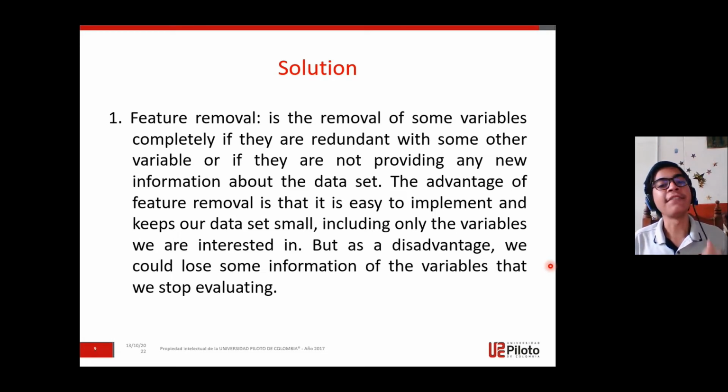The solution has two parts. The first is feature removal. It is the removal of some variables completely if they are redundant with some other variables or if they are not providing any new information about the dataset. The advantage of feature removal is that it keeps our dataset small, including only the variables we are interested in. But as a disadvantage, we could lose some information from the variables that we stop evaluating.